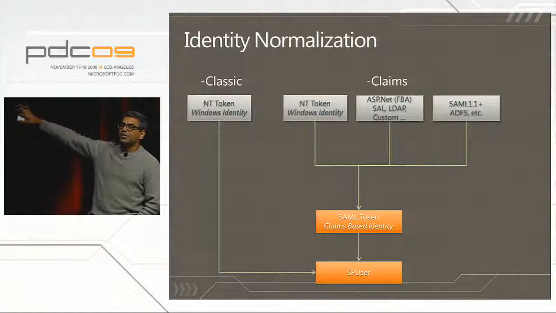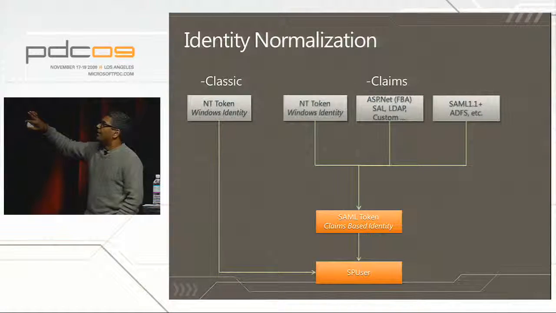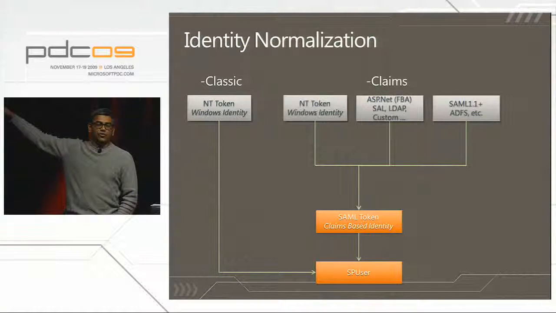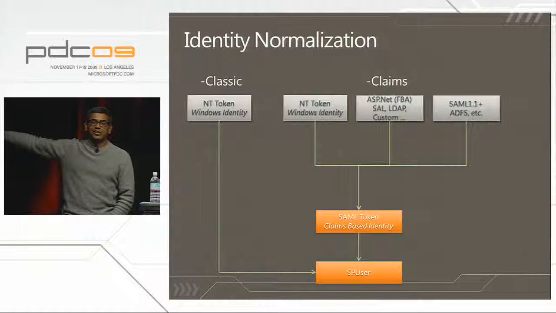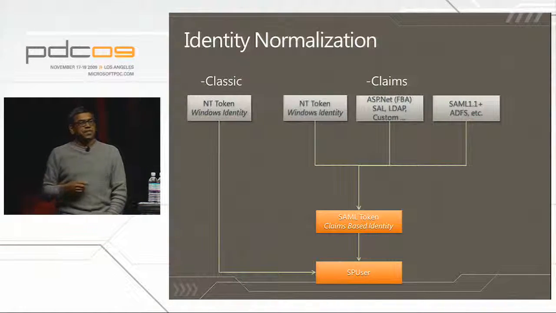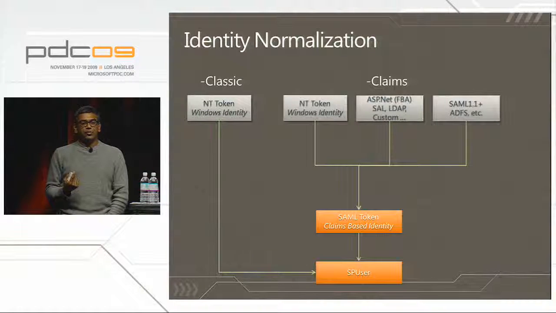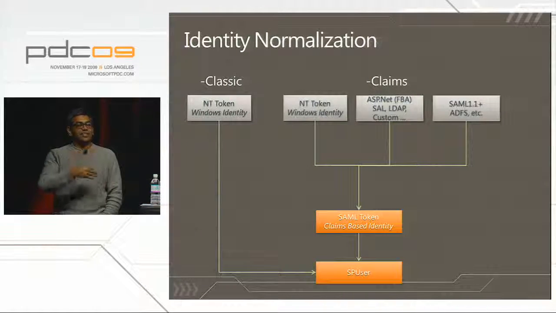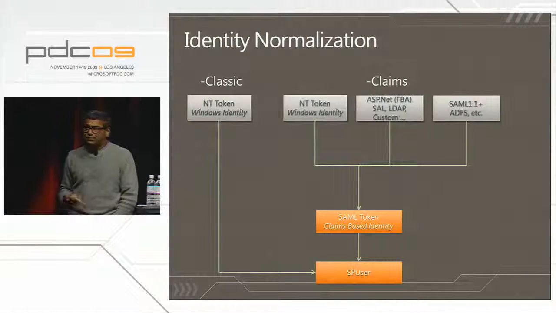Now, we've done a lot of work on the second side, which basically says we have reconciled the 2 systems that we had before, the NT token and ASP.NET, and we said, look, we're going to convert them into a SAML token internally, and then we're going to deal with the SAML token from then on. So anytime you create an SP user object in SharePoint in the claims mode, it actually is hydrated from a SAML token internally. It's actually from the claims principal that we get from Windows Identity Foundation.